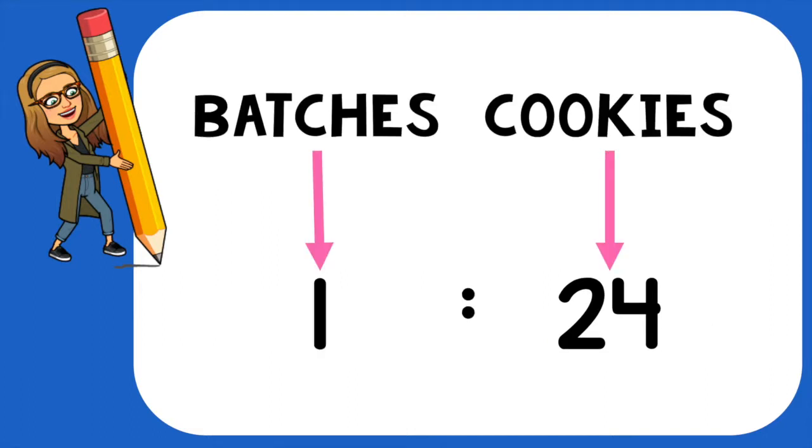Another way to write a ratio is using a colon. Remember, we read this as 1 to 24. The way we read a ratio is also another way to write it, using words. We use 1 to 24 to represent the number of batches to cookies.